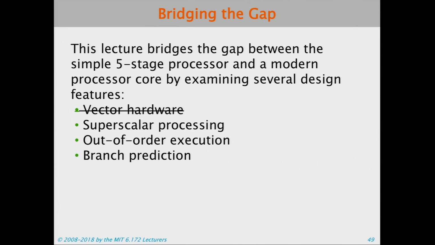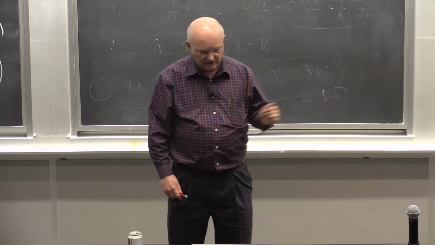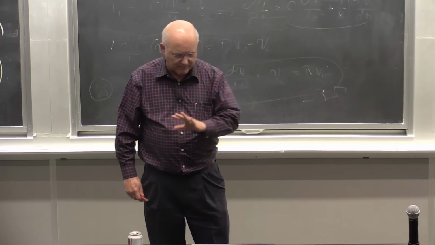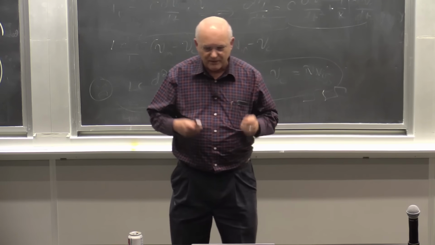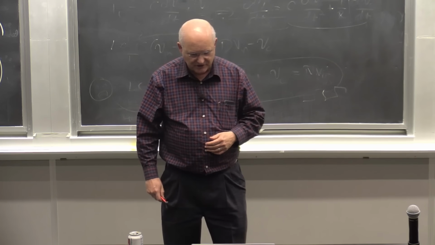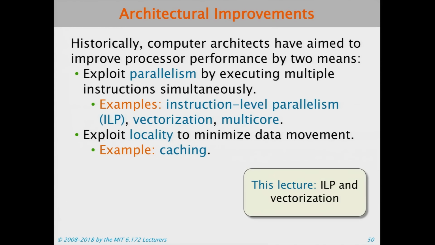So what I want to do is, you've seen the 5-stage pipeline. I want to talk about the difference between that and a modern processor by looking at several design features. We already talked about vector hardware. I then want to talk about superscalar processing, out-of-order execution, and branch prediction. A little bit. And for out-of-order, I'm going to skip a bunch of that because it has to do with scoreboarding, which is really interesting and fun, but it's also time-consuming. But it's really interesting and fun. That's what you'll learn in 6823.